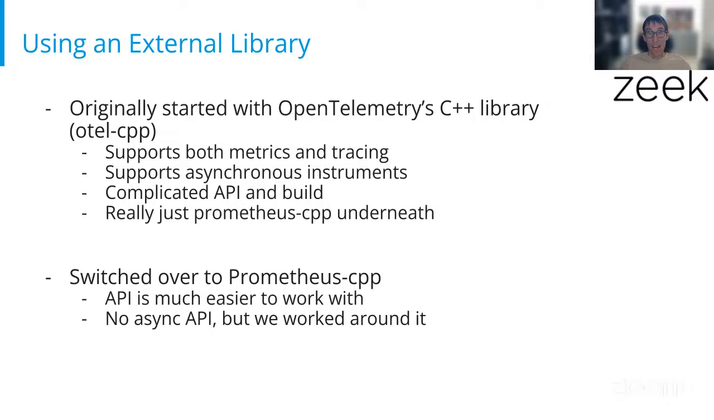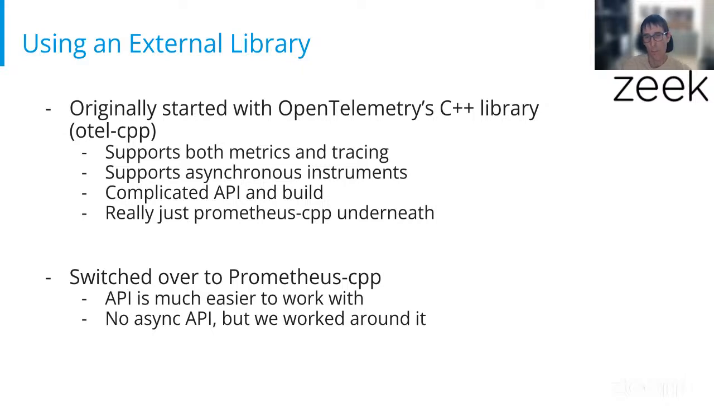Unfortunately, the API is really complicated, and it's really difficult to build. And you get really into the weeds of how to use OpenTelemetry really fast. We spent a couple of months trying to make it all work. And then we realized that, in all honesty, it's really just another library called Prometheus-CPP underneath. They have a bunch of wrappers over the top of Prometheus-CPP that make it work with their API. But if we're just using another library underneath, why don't we just use that library directly? So that's when we made the switch over to Prometheus-CPP.